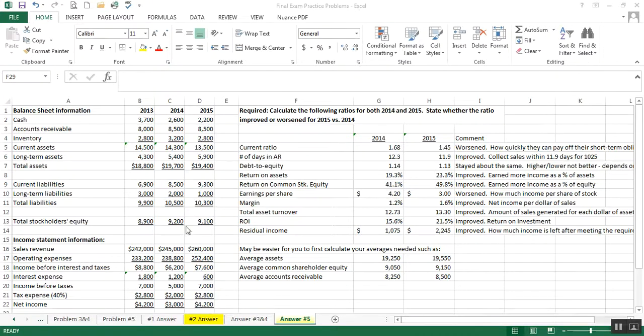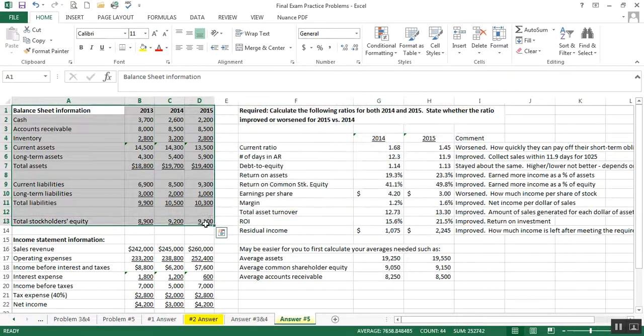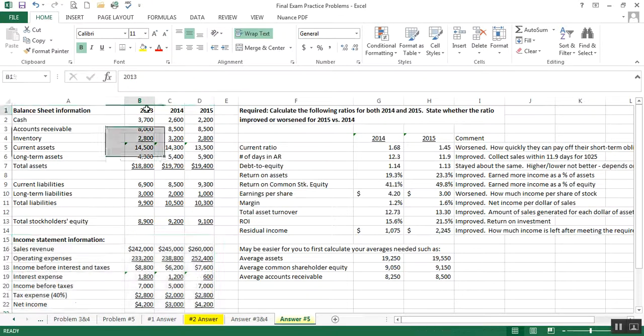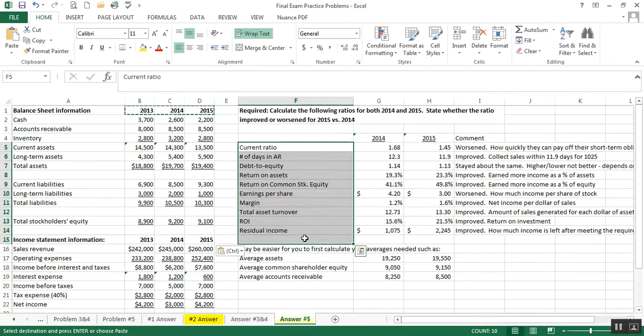Look at answering practice problem number 5. In practice problem number 5, you are given a balance sheet with 3 years of information and an income statement with the same 3 years of information. We're going to look at putting together several of the ratios listed on the right-hand side.